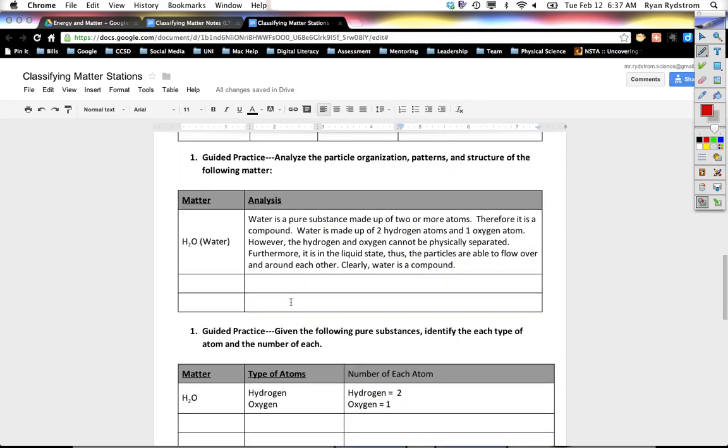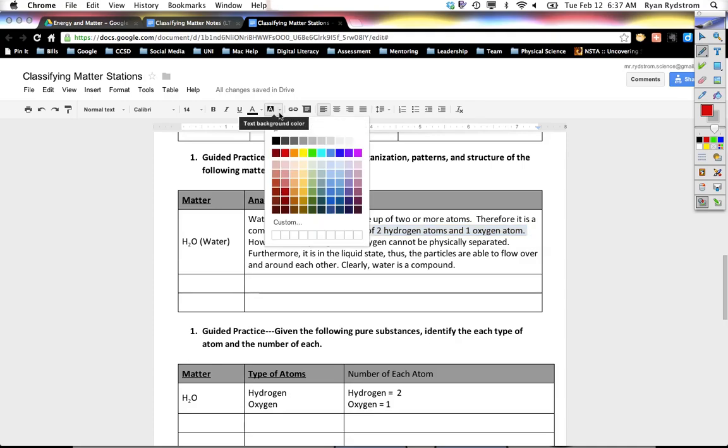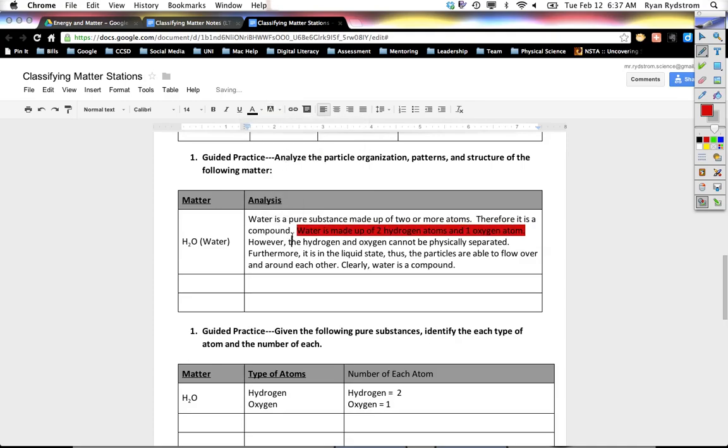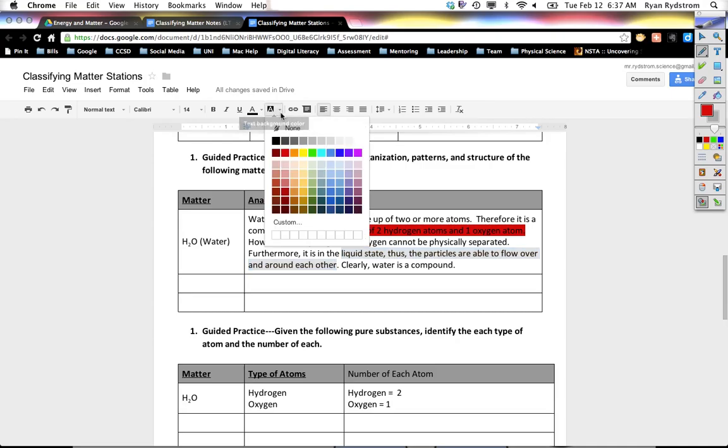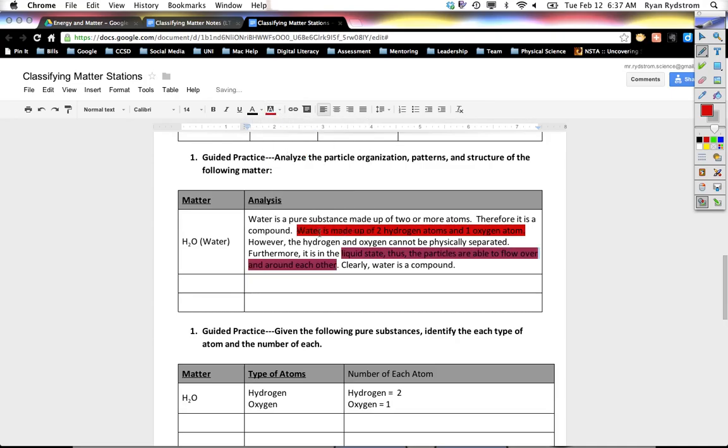So now, though, you have your guided practice where you analyze the particle organization, patterns, and structures of the following matter. Now remember, I have here an example for water. This is an exceeding level answer, and the reason it is is because we have this right here. We named and identified the number of atoms in that compound. Also, we state that it's in a liquid state, and we talk about the organization of that. Those two sentences right there make this an exceeding answer.